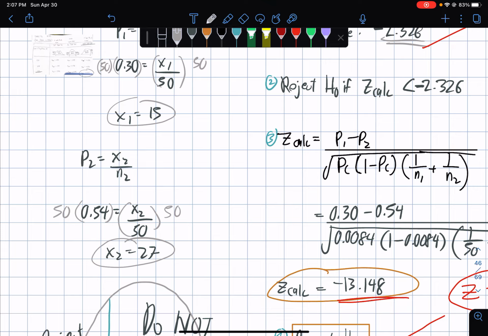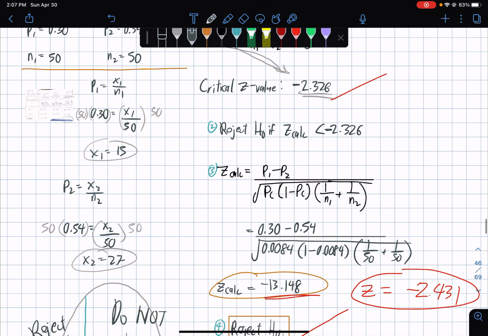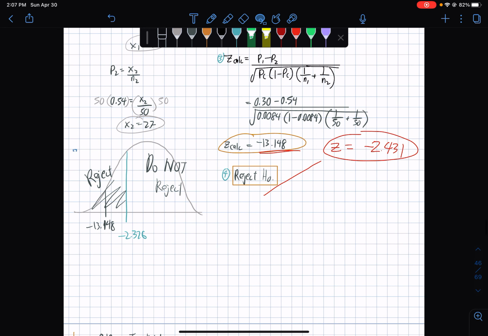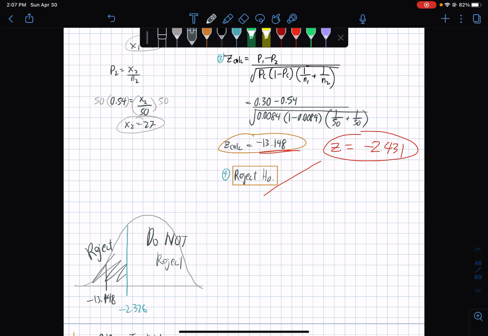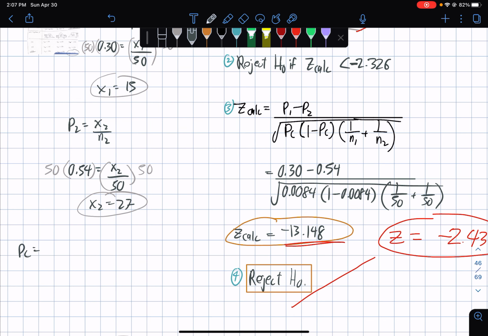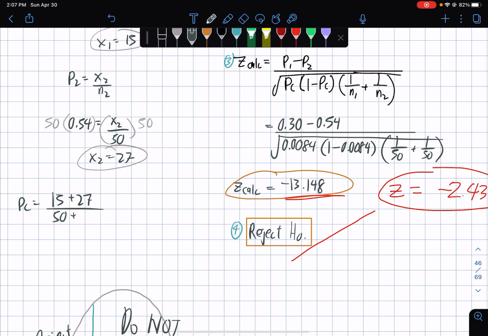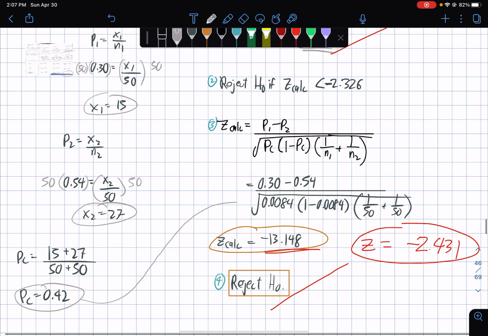Okay, good call. At least we can see now why my z-calc value is not correct. So PC, wait, we need space for the computation. Let's move this here. Okay, so for PC, it's x1 plus x2, that is 15 plus 27. What is n1 plus n2? That is 50 plus 50, that's basically 100. In the calculator, the answer is 0.42. So with a PC value of 0.42, we sub these ones into this.